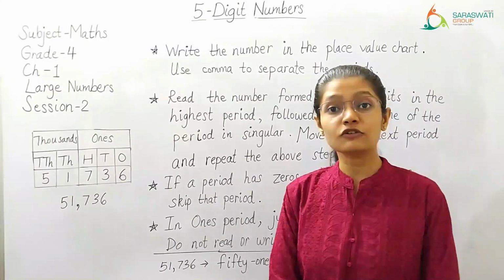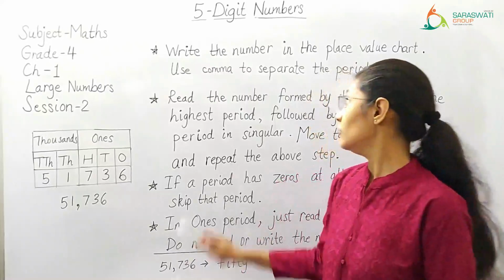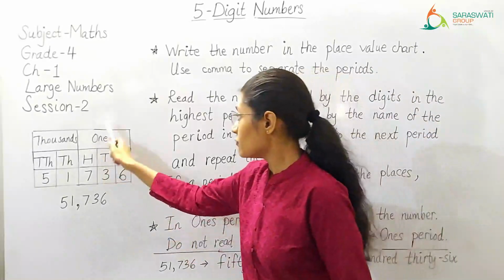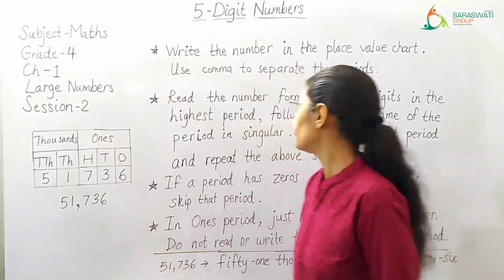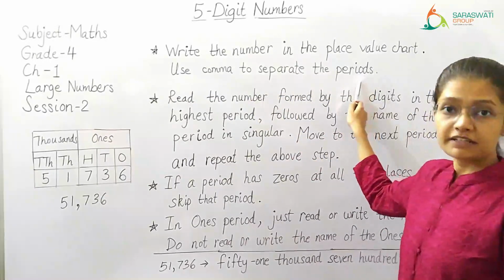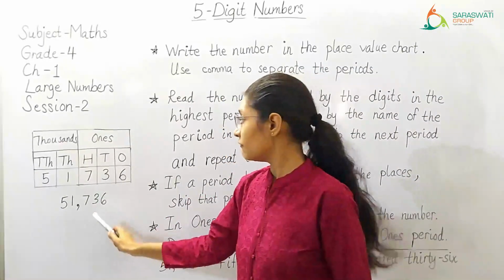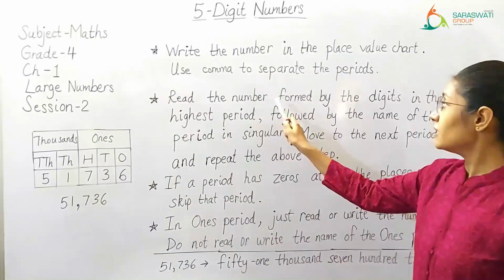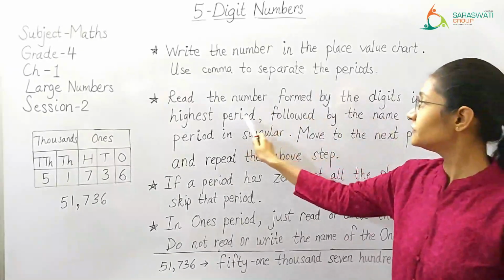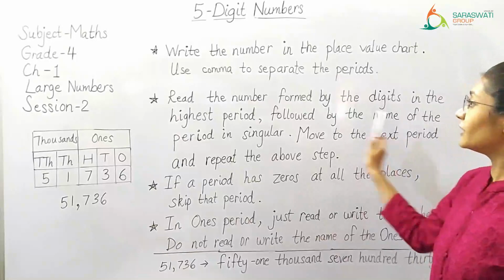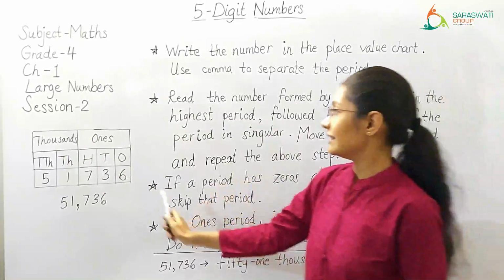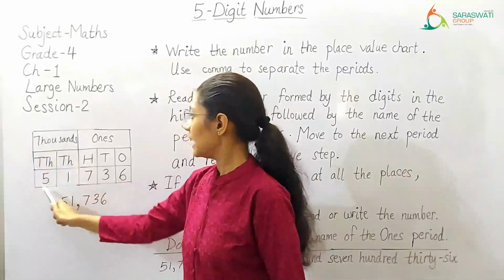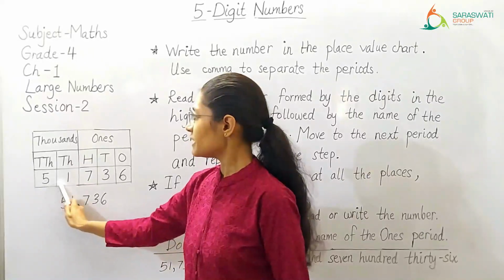Now students, let us see the rules for reading and writing large numbers. So, we have to write the number in the place value chart. Taking the number from example 1, we have written it in the place value chart. Now, you have to use comma to separate the periods. So, when we write the number in figures, we have to separate the ones and thousands period using the comma. Then read the number formed by the digits in the highest period, followed by the name of the period in singular. Over here, the highest period is thousands period. So, what is the number formed by the thousands period? This is 51. Right?